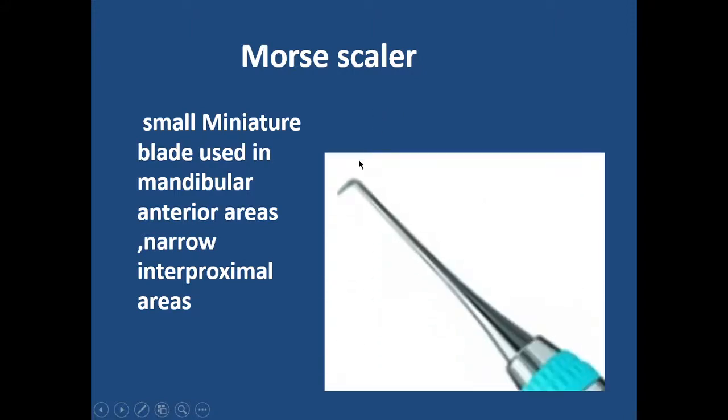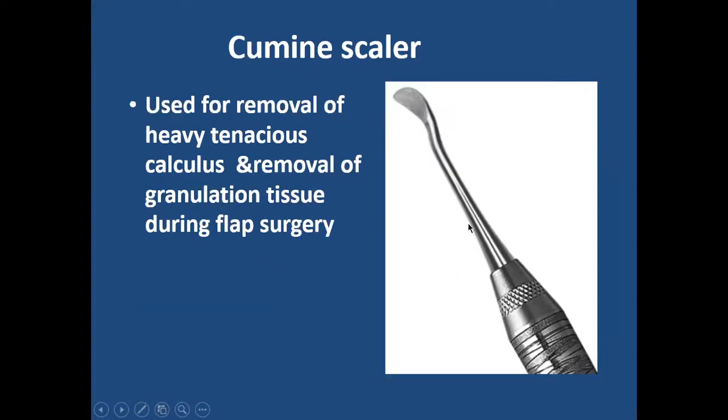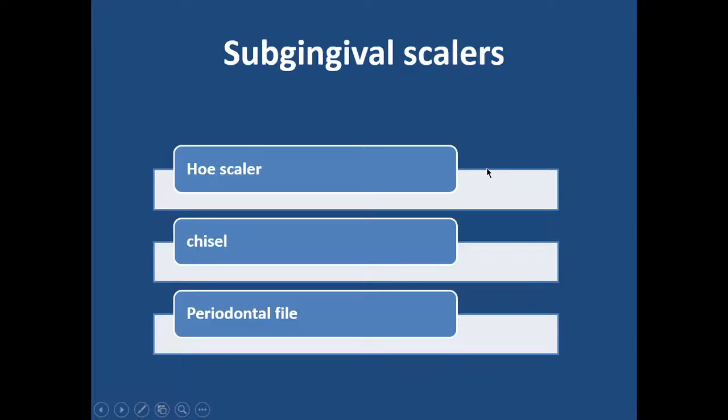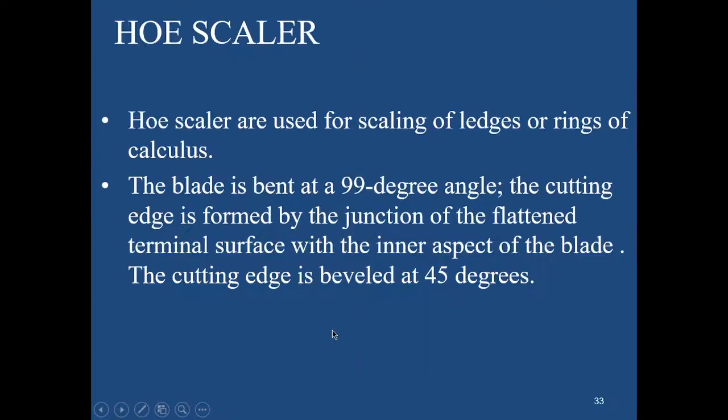Morse scalers are like this, used in the mandibular anterior areas, but I think it is present in our department. You will see it. The Cumine scaler is for removal of calculus and granulation tissue during a flap. Subgingival scalers include the Hoe scalers, chisels, and periodontal files.